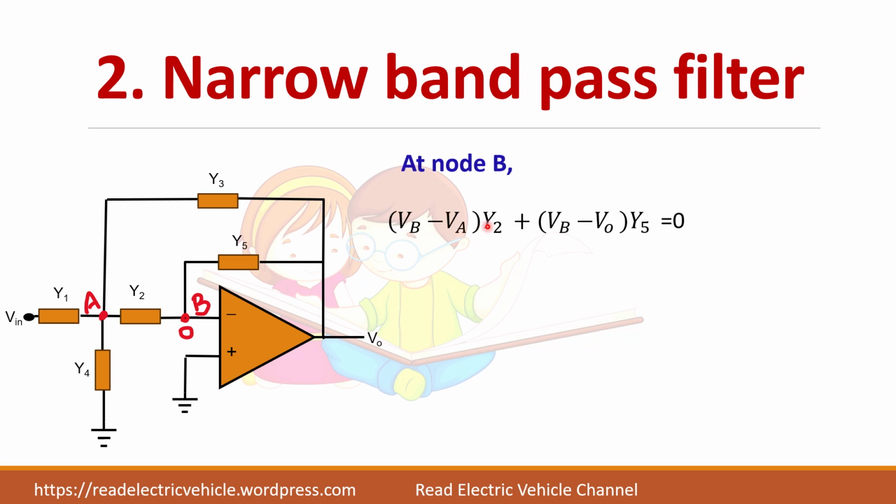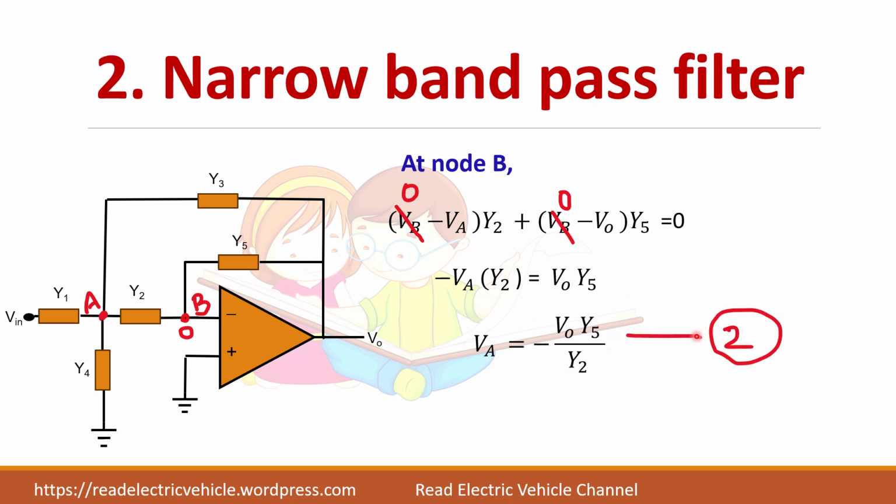So at node B, we have VB minus VA into Y2 plus VB minus V0 into Y5 is equal to 0. So again VB is 0. We will simplify the equation. You will get this one. Find what VA is from this one. So you got the second equation. So we have now two equations.